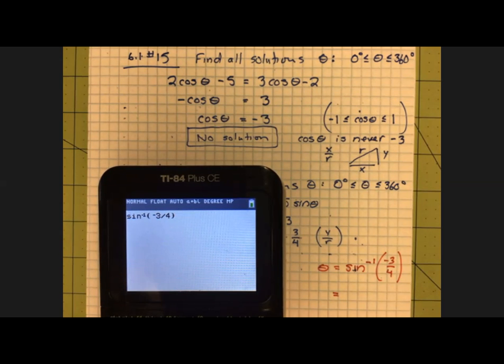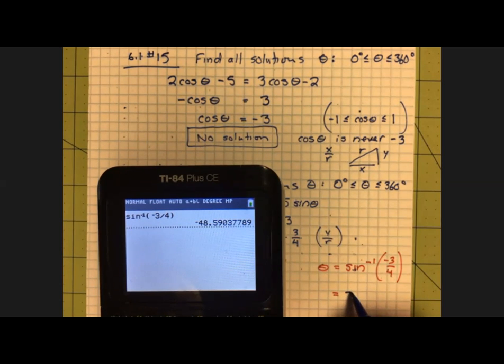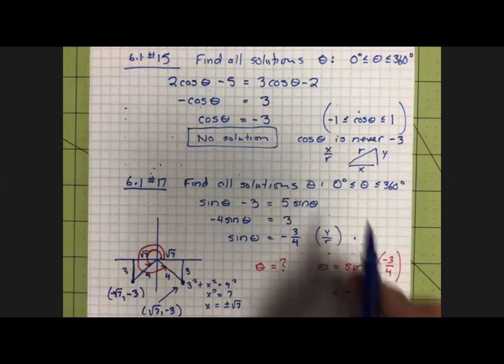And remember that this answer is going to come to me in a particular way. It's not going to be the way I want to present it in the problem, because the calculator responds with -48.59. And let's say to the nearest tenth of a degree, -48.6. That is correct. But it is not between 0 and 360.